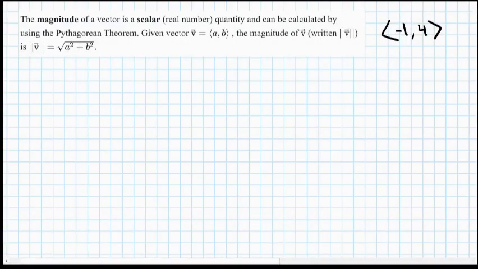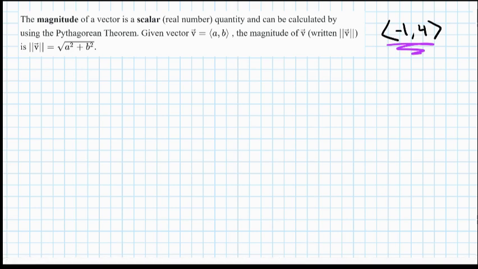So one of the basics of vectors is magnitude, because the main things about vectors are that they have a magnitude and direction. Magnitude of a vector is a real number that can be calculated by using Pythagorean theorem. And it's always going to be positive because we're talking about the length of this vector. And so when we do this here, I'm going to give you an example of -1 comma 4 here.